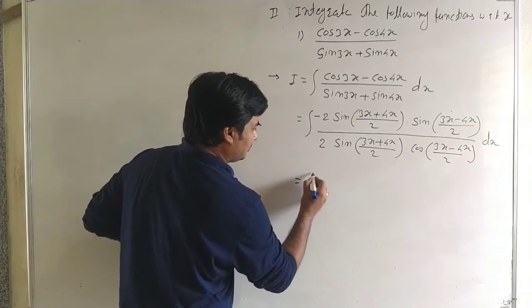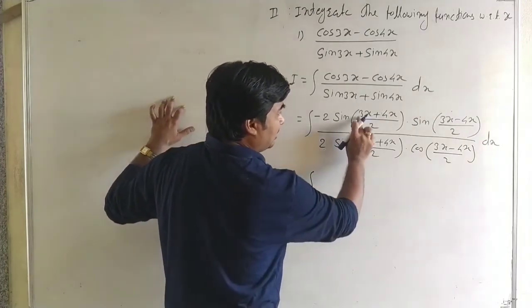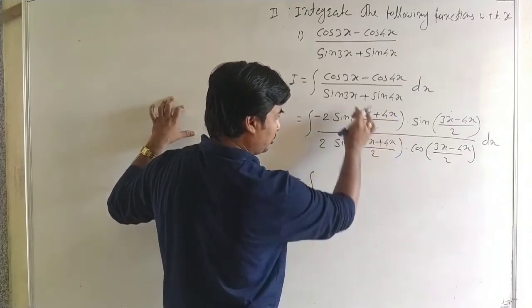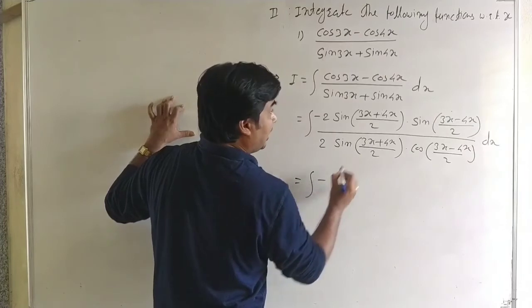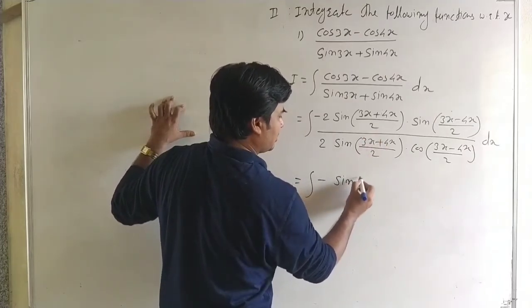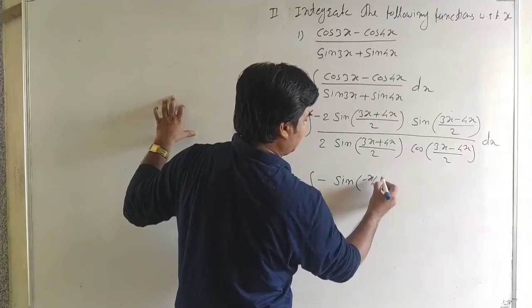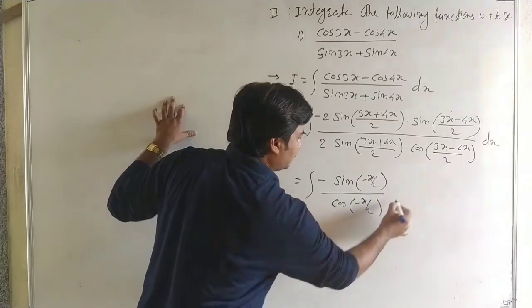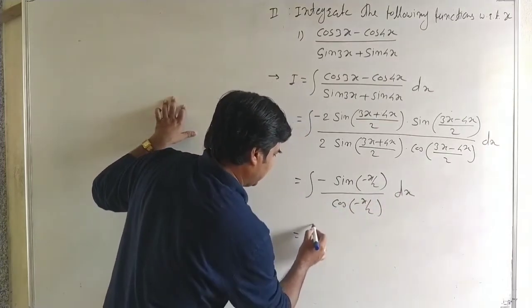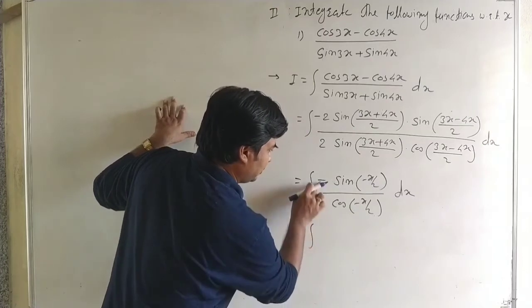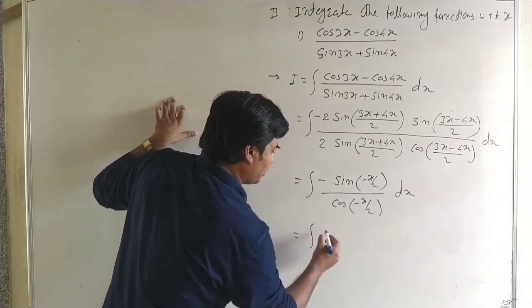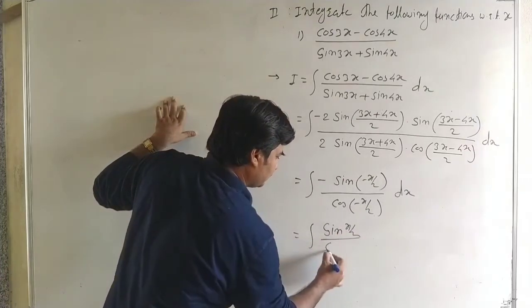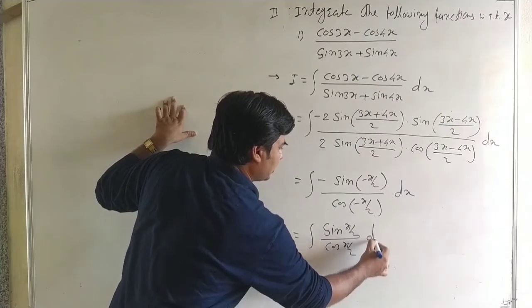Okay, then here these two get cancelled. Sin 3x plus 4x is 7x, so sin 7x upon 2 appears in both, and both are cancelled. It is a minus only. And in the numerator, sin of minus x by 2 upon cos of minus x by 2 dx. See carefully, sin of minus theta is minus sin theta, therefore the minus gets cancelled. Cos of minus theta is plus cos theta. Then it is sin x by 2 upon cos x by 2 dx.